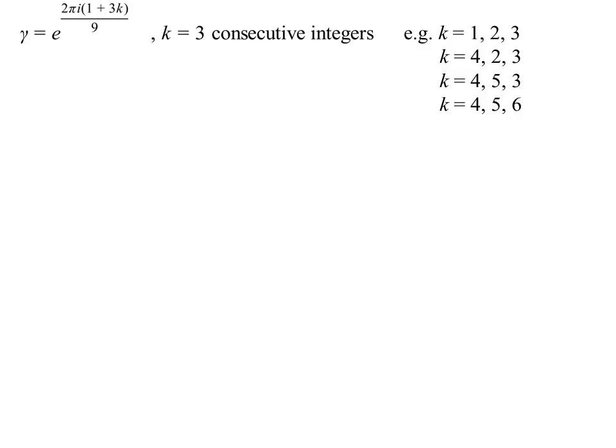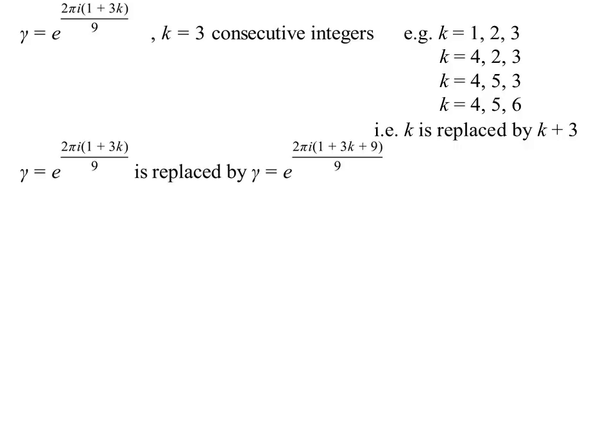The reason I've written it like that, what I'm essentially saying is, every time I swap one out, I replace it with 3 more than it. So when I had 1, 2, 3, if I wanted to go to the next one, it would be 2, 3, 4. The 1 was replaced with 4. 3 bigger. And then when I swapped out the 2 for the 5, again, 3 difference. So I'm saying k is always replaced by k plus 3. This expression is now replaced by the second expression I've written there.